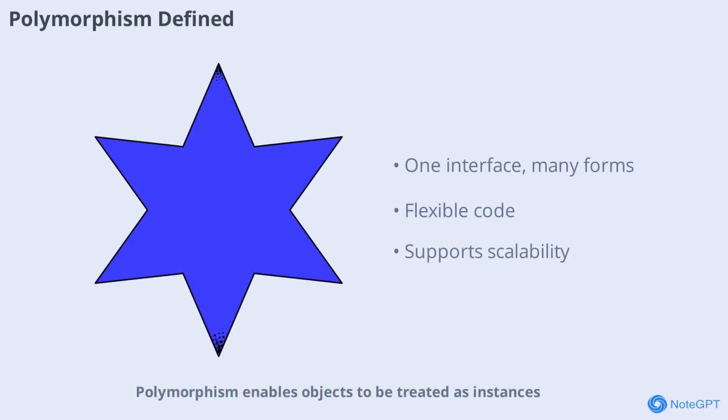Polymorphism enables objects to be treated as instances of their parent class rather than their actual class. This means a single function can work with different types of objects, making code more flexible and extensible. For instance, a function that processes shape objects can handle circles, squares, or triangles, each with their own implementation. Polymorphism is essential for building scalable and adaptable software.